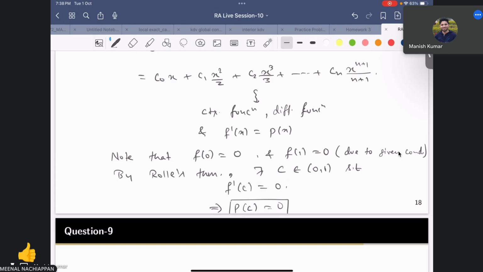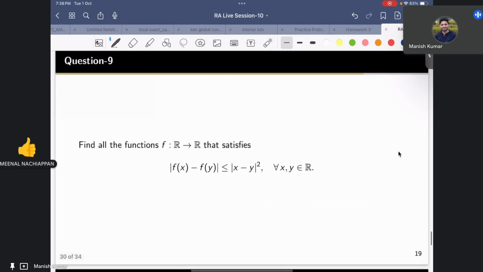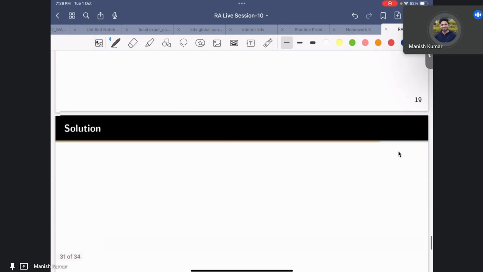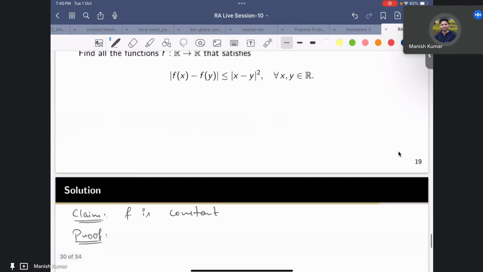Okay, now let's move to the next problem. We have to find all the functions which satisfy this kind of relation. My claim would be that from here you can conclude that the function is constant. So I'll just write the claim: f is constant. Okay, and the proof is very easy, only the guess is hard. Once I tell you that it's constant, the proof becomes very easy.